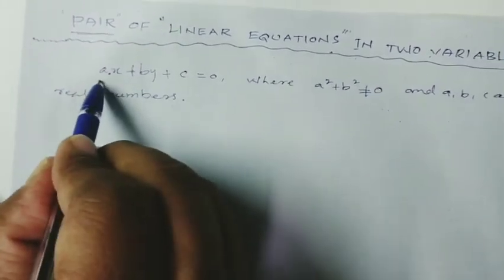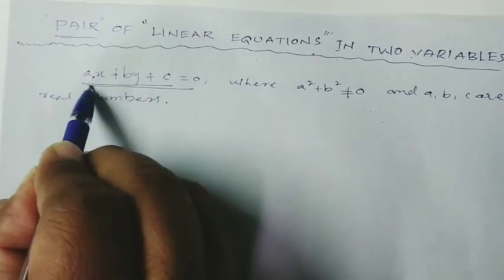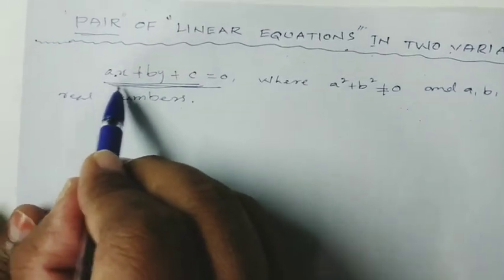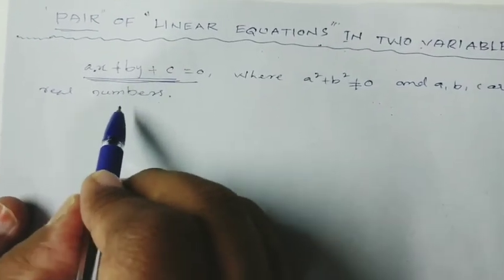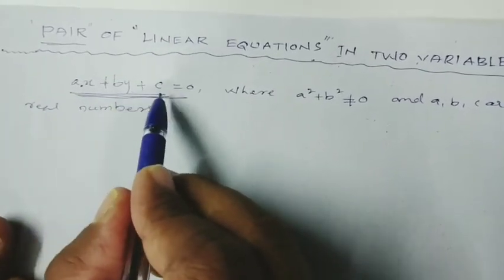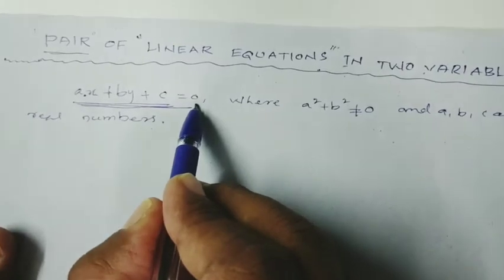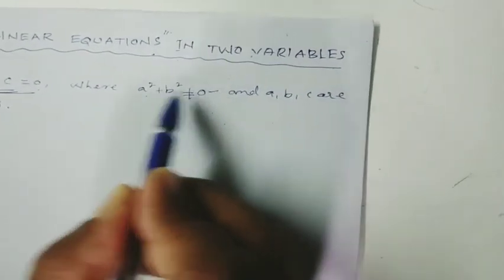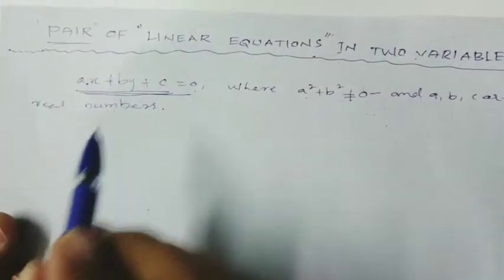This is the standard form or general form of the linear equation in two variables x and y: ax plus by plus c equals 0. The condition is a square plus b square not equals 0. a, b, c are real numbers.